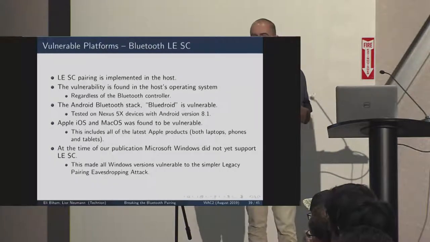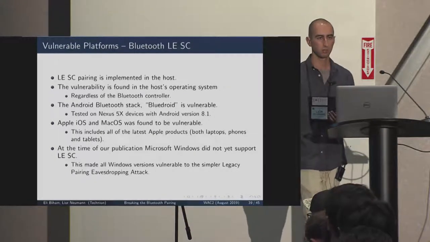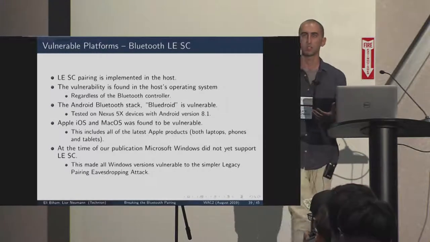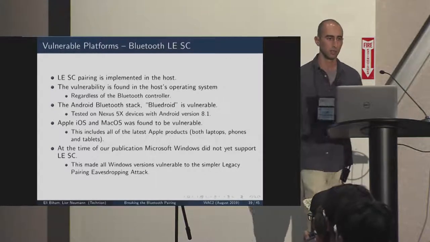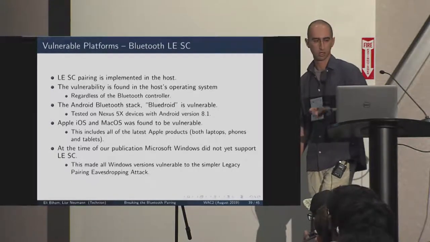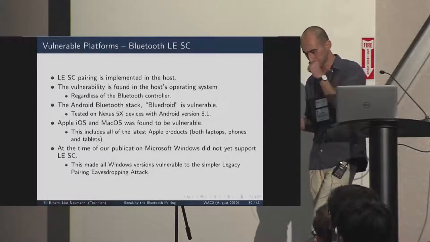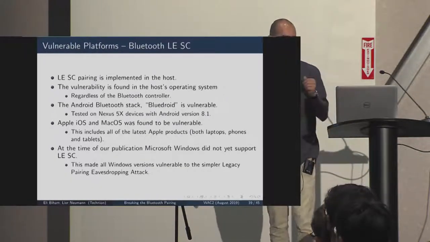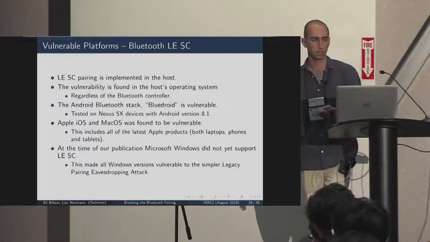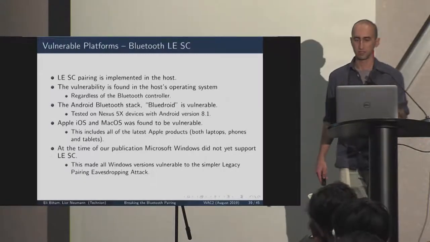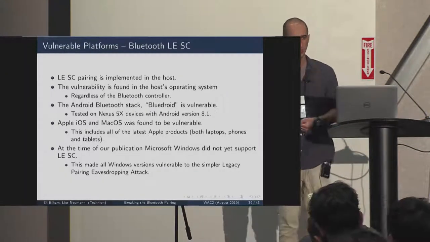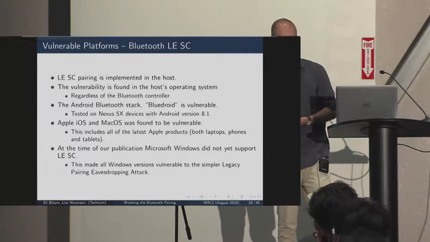So first, we had to consider the fact that Bluetooth LE Secure Connections and Bluetooth Secure Simple Pairing, the two pairing protocols, are implemented in two different places. LE Secure Connections is implemented in the operating system, and therefore we had to look at the implementation of multiple popular operating systems. The implementation we tested was the implementation of BlueDroid, of Android, which is called Fluoride. We actually haven't tested it, but we were informed by Apple that both the iOS and macOS implementations were vulnerable.